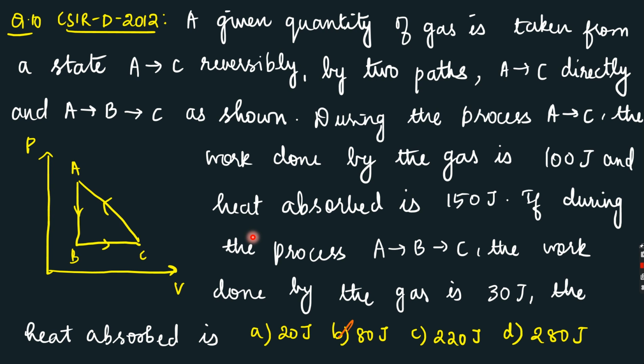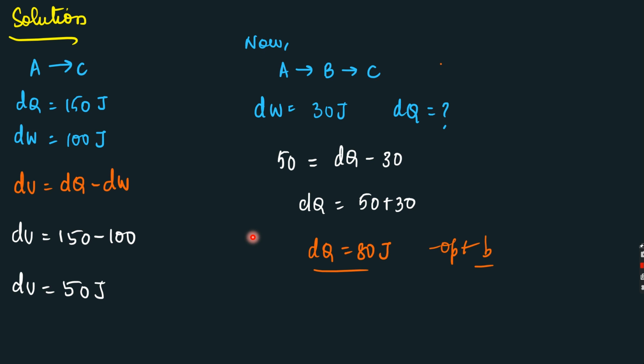Okay, so now during the process A to C, the work done by the gas is 100 joules and heat absorbed is 150 joules. And in the process A to B to C, the work done is given, and we have to find the heat absorbed. Okay, so this is a very easy question. We just have to think from A to C, right? From A to C, we have dq and dw. We know du is equal to dq minus dw.